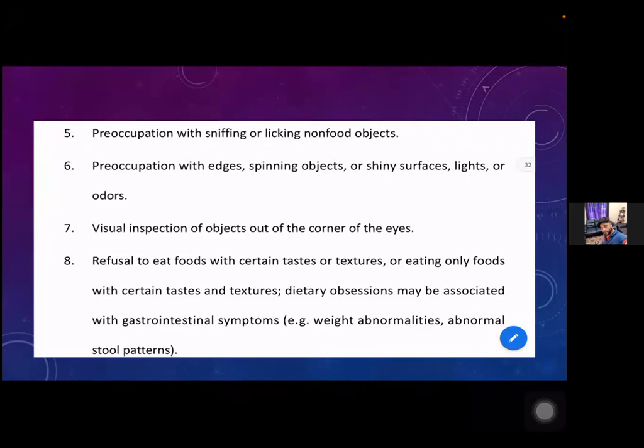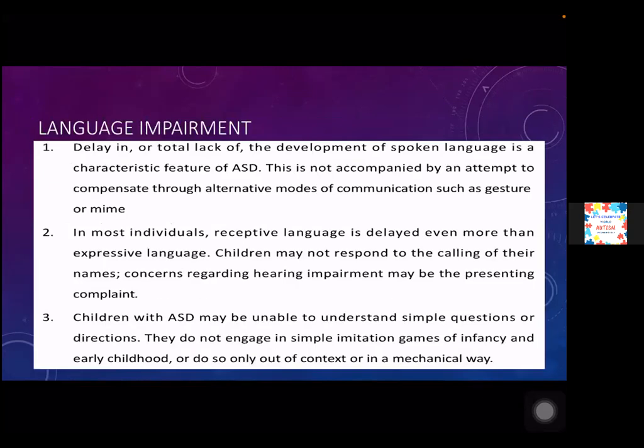Refusal to eat foods with certain tastes or textures, or eating only foods with certain tastes and textures. Dietary obsessions may be associated with GI symptoms. Example, weight abnormalities, abnormal stool patterns. So eating difficulty is a very important complaint of a parent with autism.